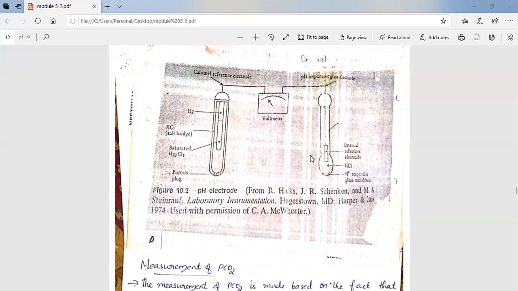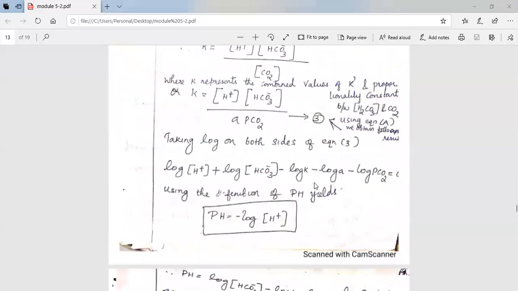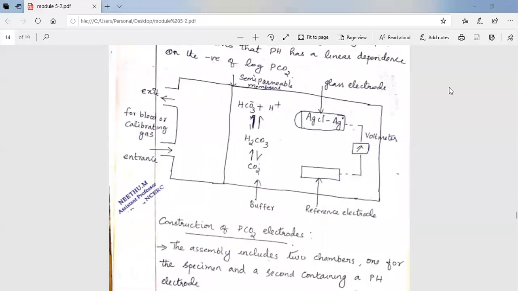Next is measurement of PCO2. This is the construction setup for measurement of PCO2, and here the measurement of PCO2 is made based on the fact that the relationship between log PCO2 and pH is linear over the range of 10 to 90 mm of Hg.